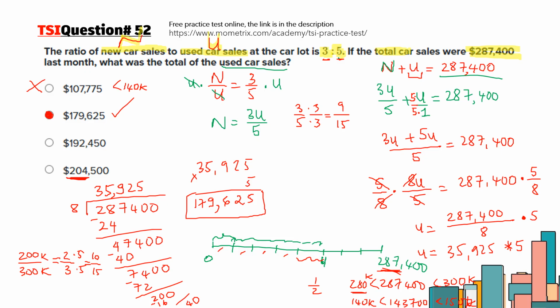So it means anything above 200K will be eliminated. Now you have left with only the 179,625 and 192,450. So how can we eliminate this? Okay, so let's talk about the 14 right here, 14.3. Okay, so you need one more part, right?